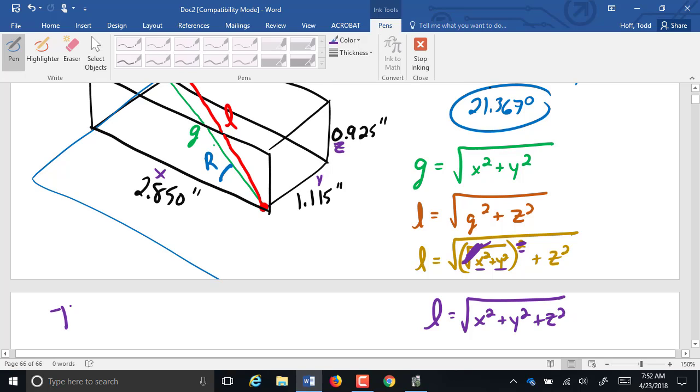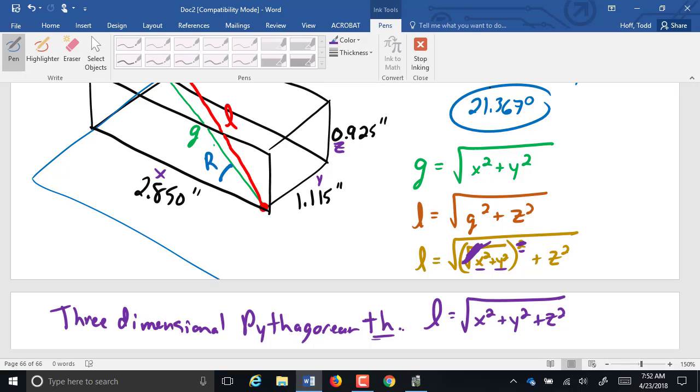This is actually called the three-dimensional Pythagorean theorem. So a squared plus b squared equals c squared works in two dimensions, in flat. But if we have three dimensions, we can take all three dimensions and square them. And it gives us that length squared.